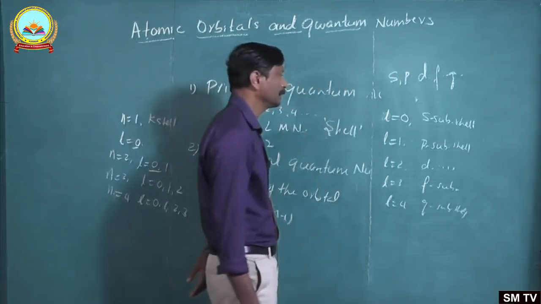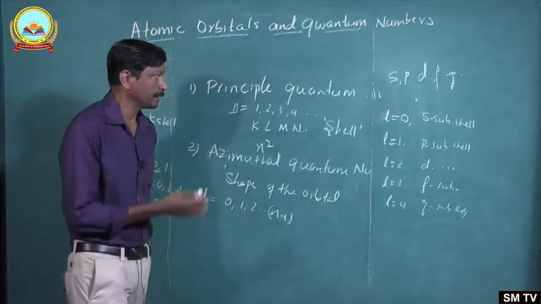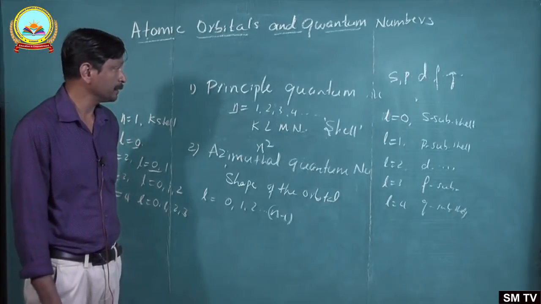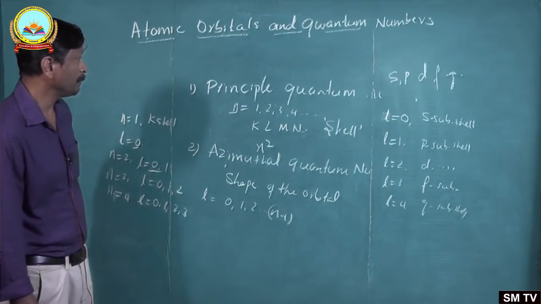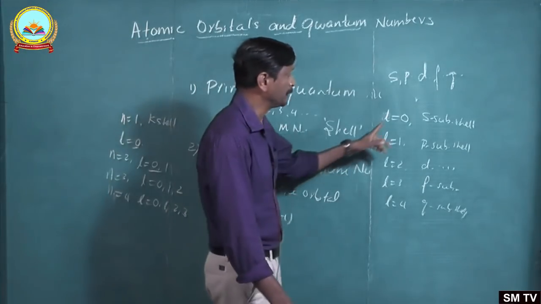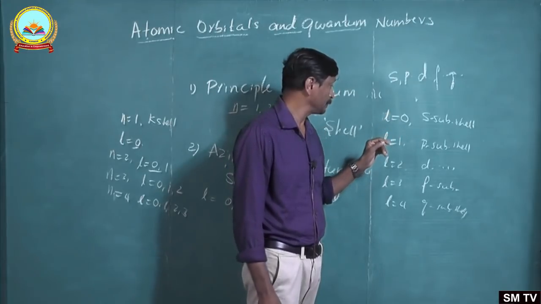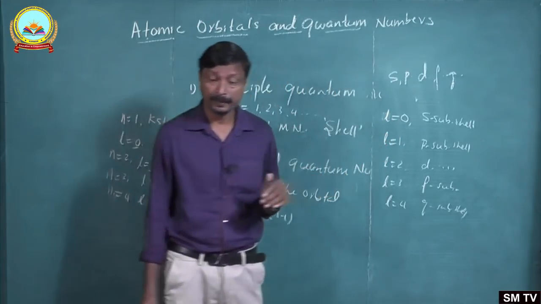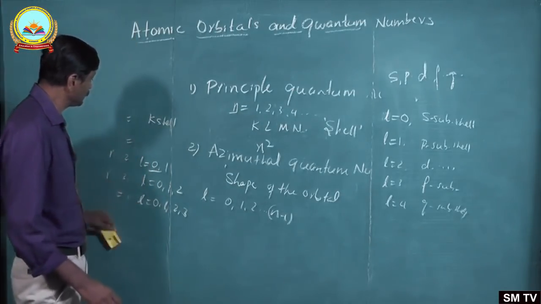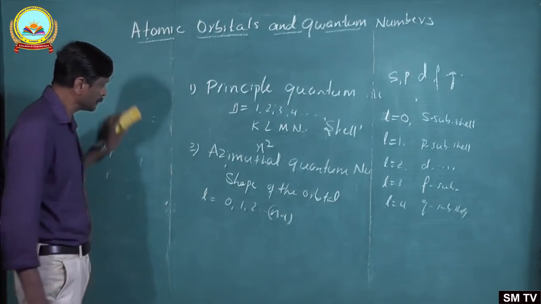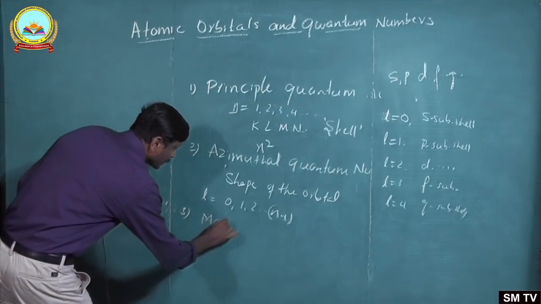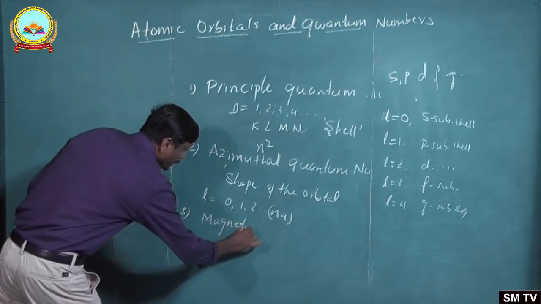So these are the subshells. The shape of the orbital depends on which subshell it belongs to: L is equal to 0, L is equal to 1, L is equal to 2, like that. These things I discussed in my last class. After that, the third quantum number is the magnetic quantum number.